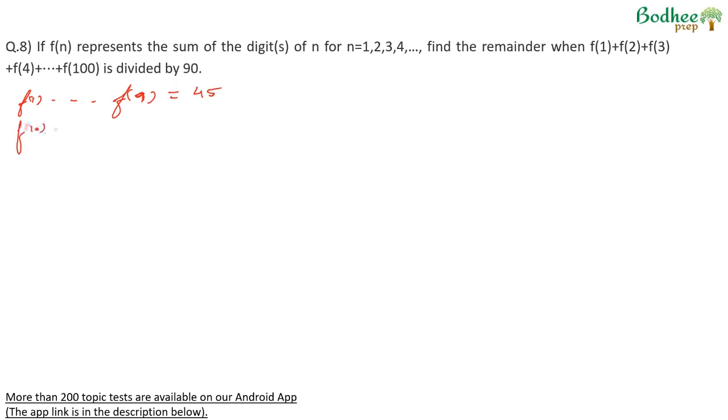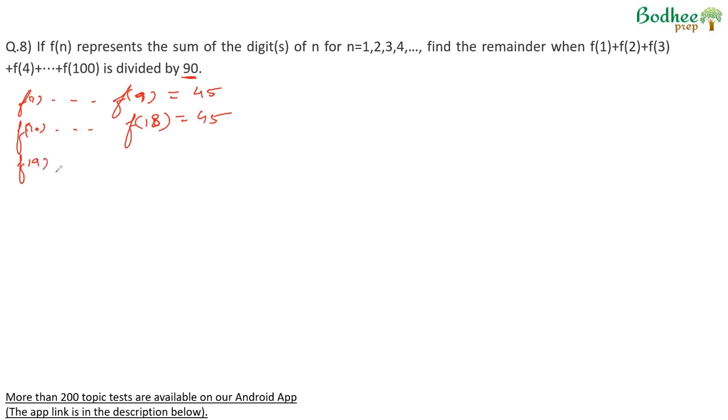Then we go from f10 to f18. Basically, we are going in multiples of 9, so that we are able to figure the 90 out of 9, and then we look at what we need to do further. 10 to 18 again will be 1 plus 2 plus 3 plus 4 plus 5 plus 6 plus 7 plus 8 plus 9. This will also be 45.